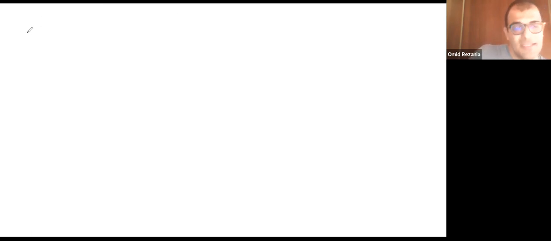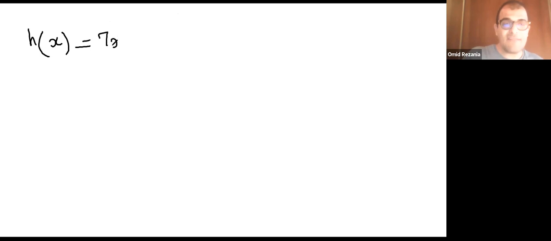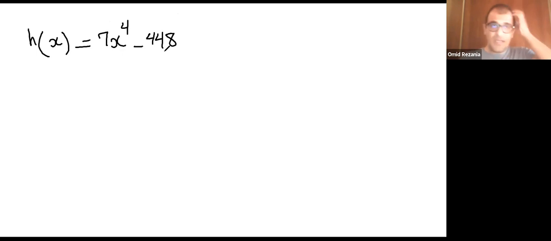presentation. Look at this. Now I'm just going to talk about another function. That function, I'm going to call h of x, which is going to be, let's say, 7x to the power 4 minus 448x. I think with the x here should be nice. Look at this function.